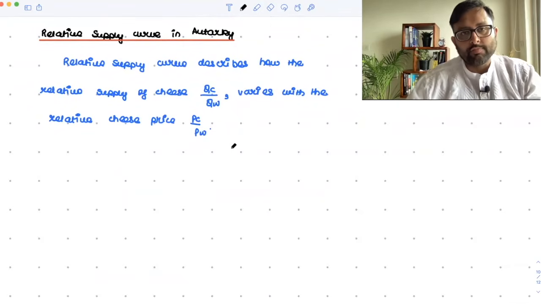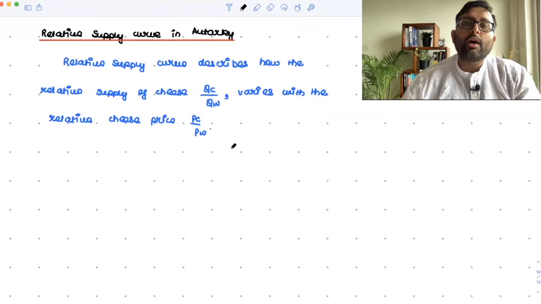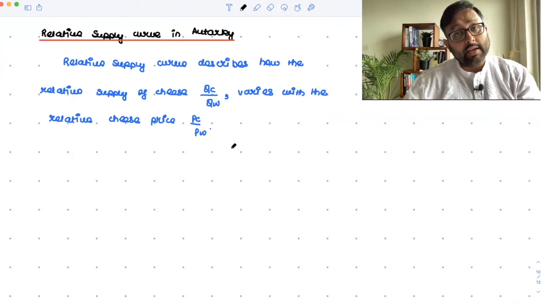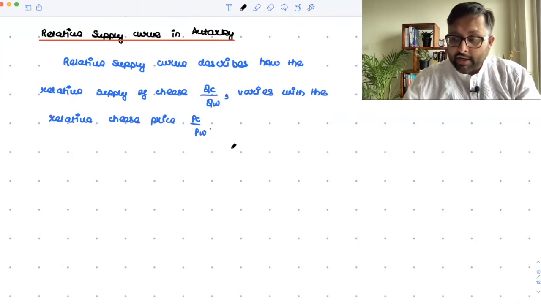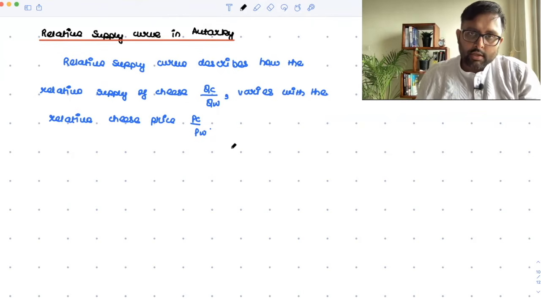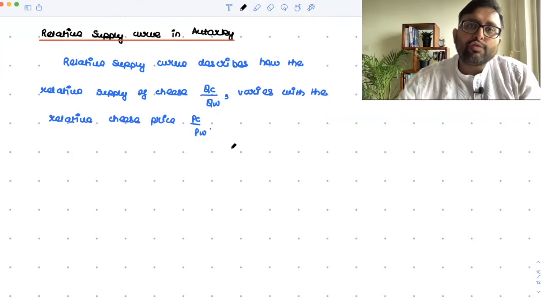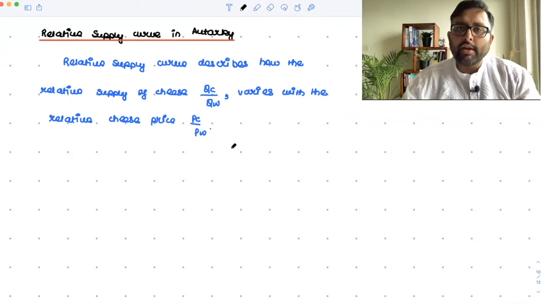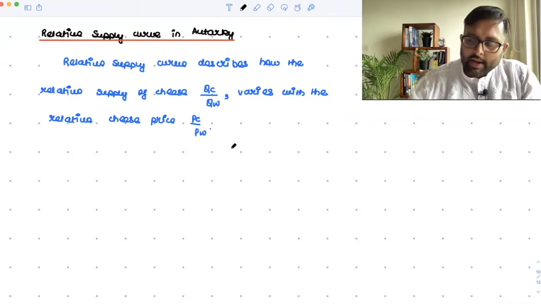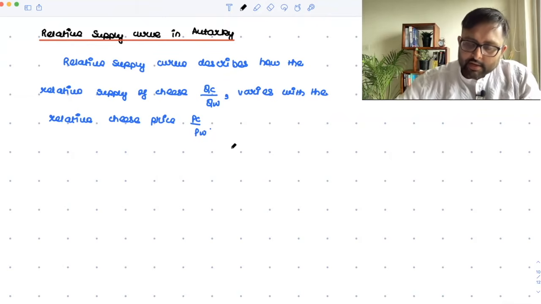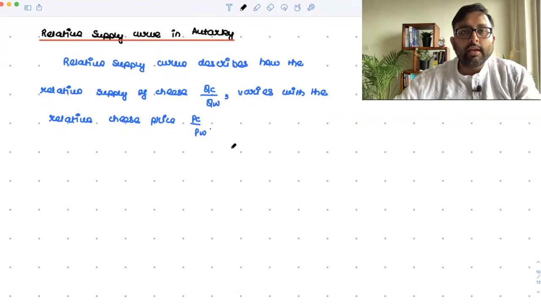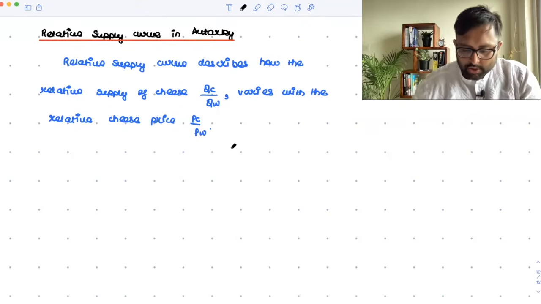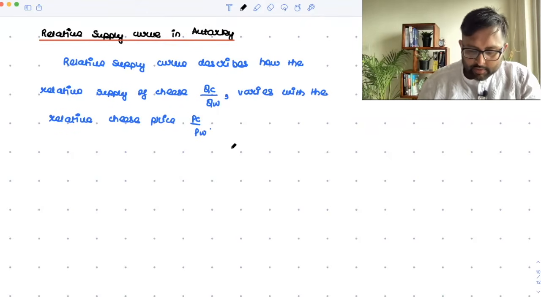If you look at the home industry, what is the supply curve? The supply curve is telling you at different price levels how much you're going to supply. The relative supply curve would be: at different relative prices of cheese, what is the relative quantity of cheese which you will be supplying? Relative to wine. That is what you need to find out here.